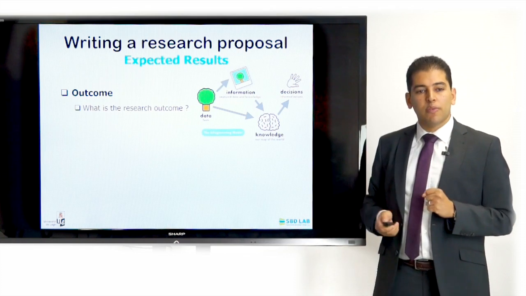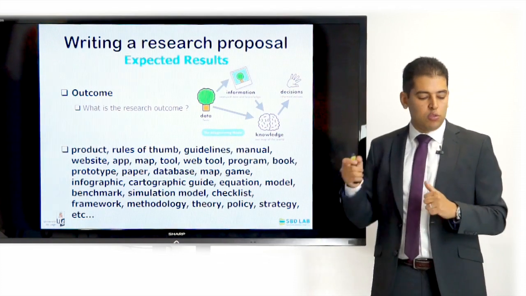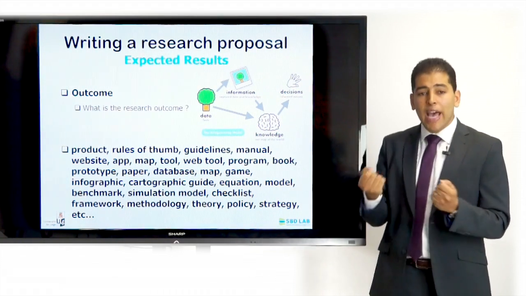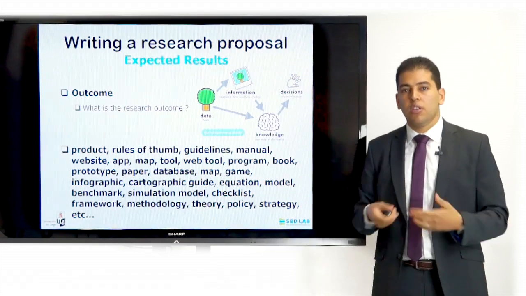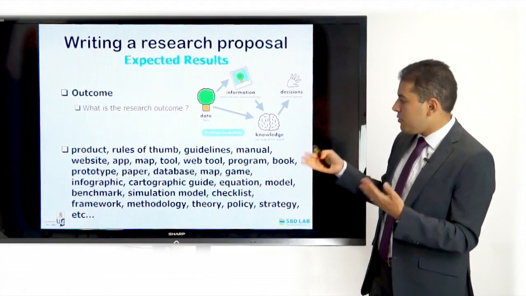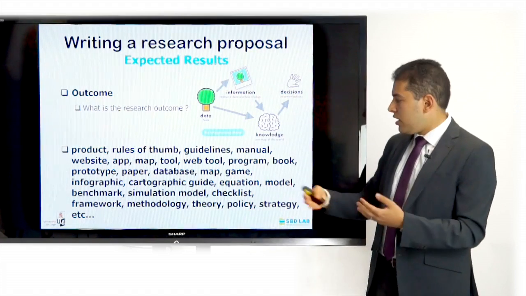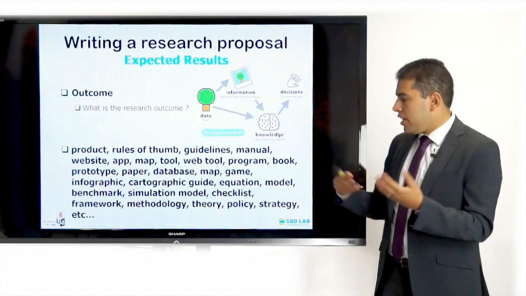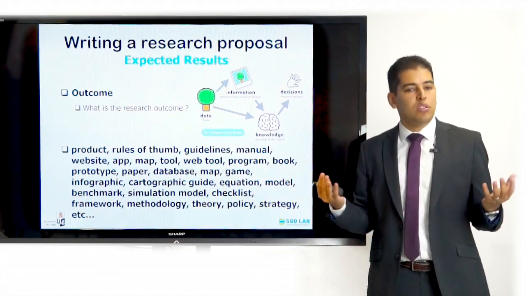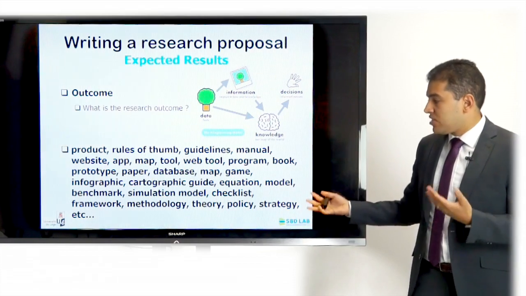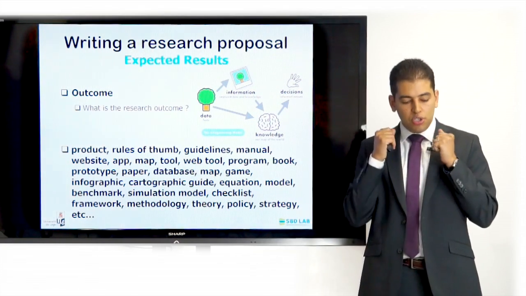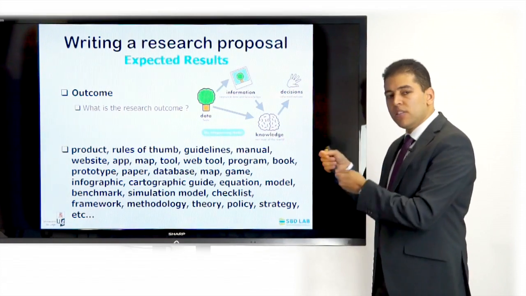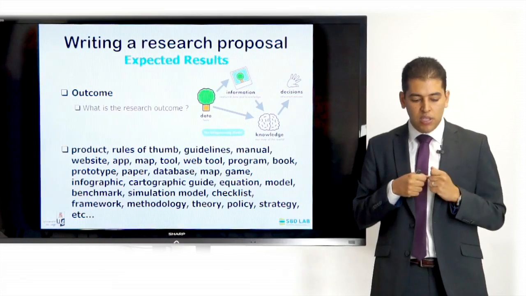Well, what could be examples of outcomes? This is a series of outcomes. It could be a product, rules of thumb, guidelines, a manual, a website, an application, even an app. Don't hesitate to develop an app for your master thesis. This could be interesting. A map, a tool, a program, a book, an infographic, a cartographic guide, an equation, a model, a benchmark, a simulation, a checklist. Sometimes some students come up with a checklist as their master outcome, a policy, a strategy, a theory. You must be sure that you come up with a concrete outcome that you will present at the end of your thesis, and you link this outcome to the audience as described previously. So this is very important.